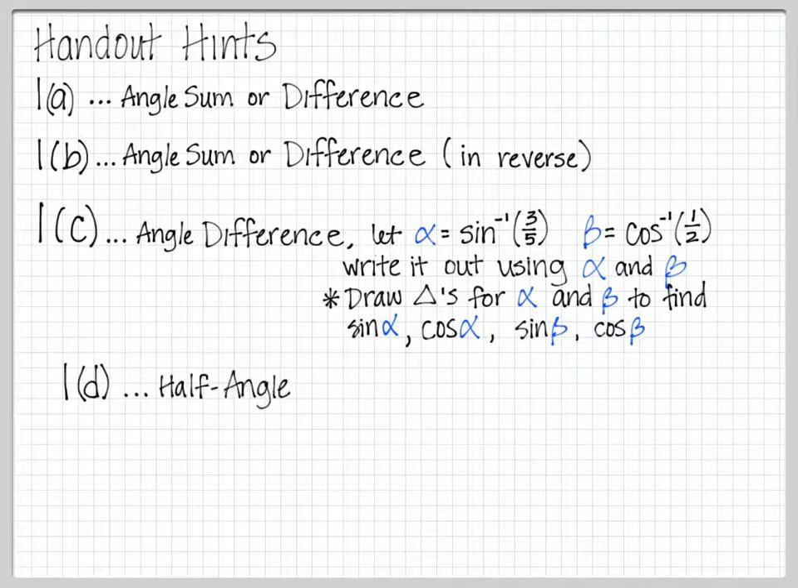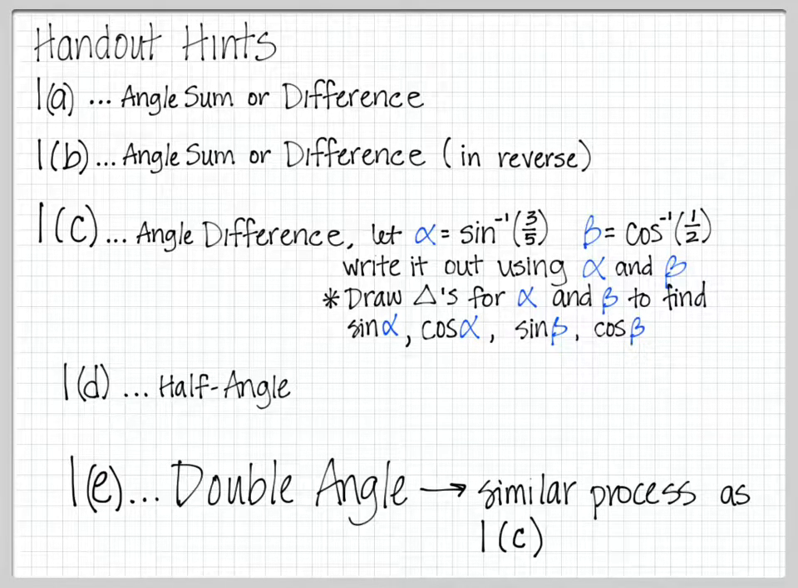1D. It's a half angle formula. I'll let you figure that out. That's something being divided by 2. And 1E. This is very similar to 1C. It's a double angle problem, but with the similar process of 1C: do the arc tangent of 4/3, you call it alpha, write out your formula, and then draw your triangle, and you could figure out the trigonometric functions for that triangle.